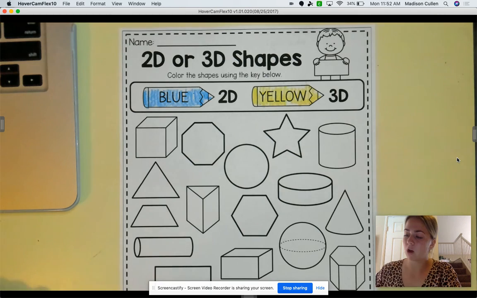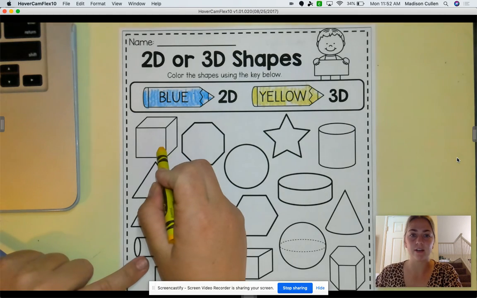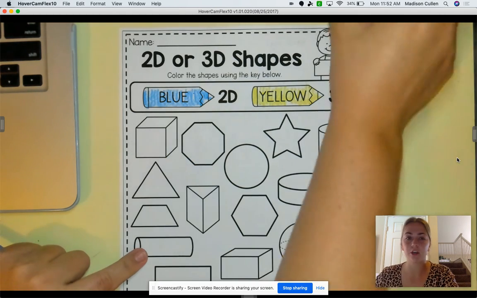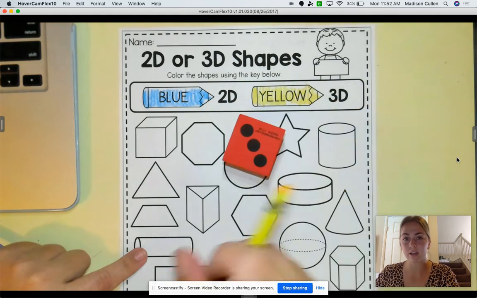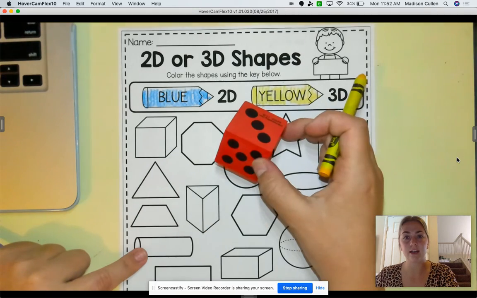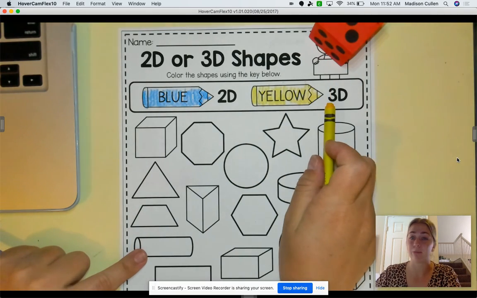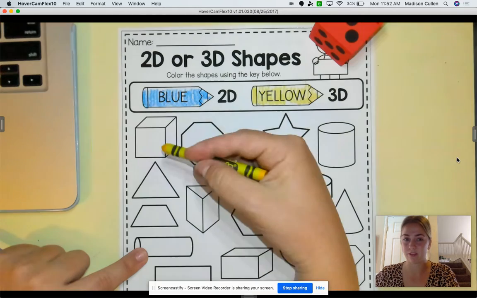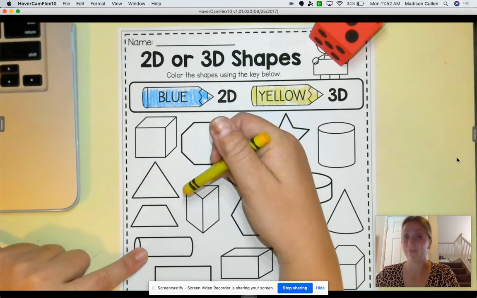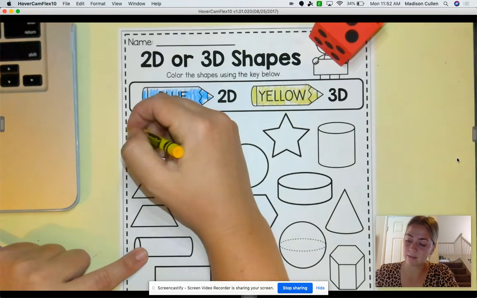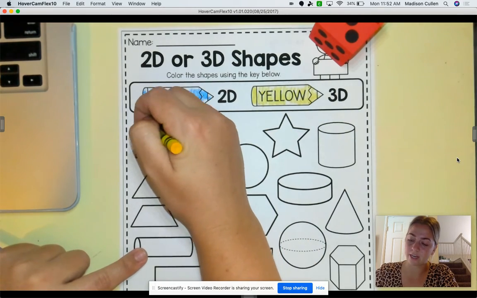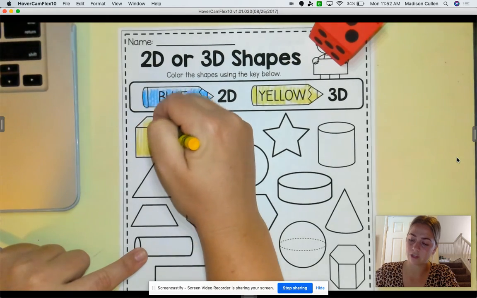So let's see. Oh, this looks familiar, right? It kind of looks like our cube. Doesn't this guy look like our cube? He does, huh? So that means that he is a 3D shape because he could be pulled off of the paper. Do you see how he looks like he could be pulled off the paper? Yep. So he is three-dimensional. So you are going to color in 3D as a cube.